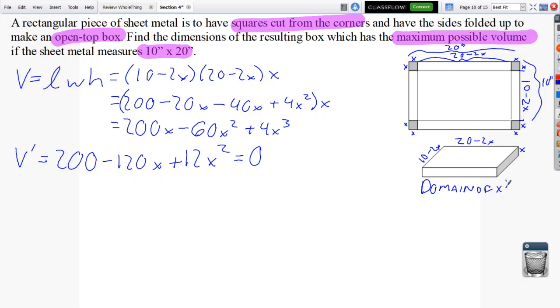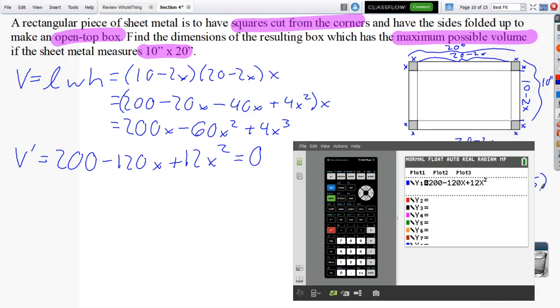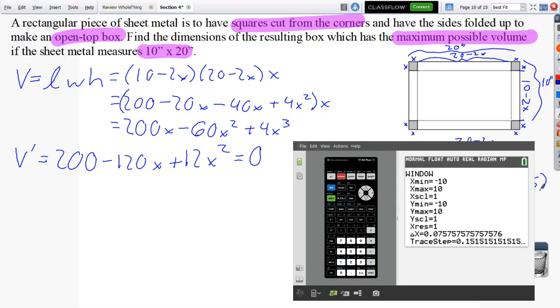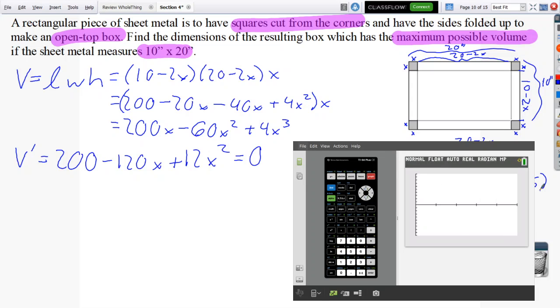Domain of x is going to be between 0 and 5. Why do I do that? It's because when I look back at my calculator, I know that what I graph is only going to be between 0 and 5, because my possible cut is somewhere in between there. Now when I graph it, I'm going to be able to see that. Right here is the 0 that I'm concerned with.